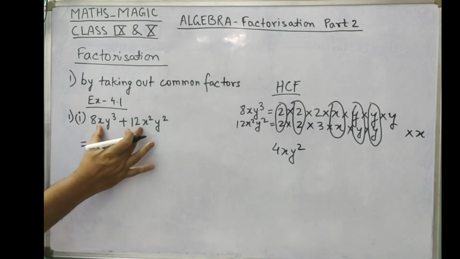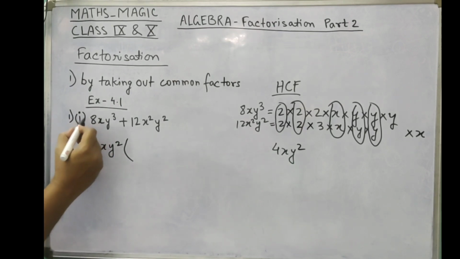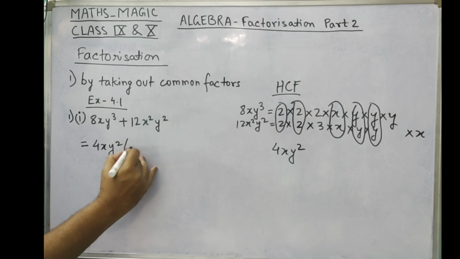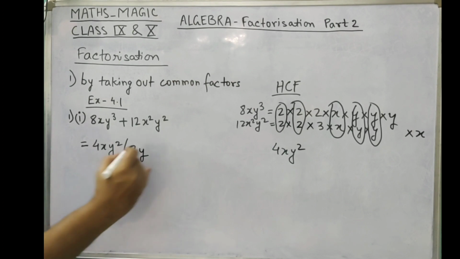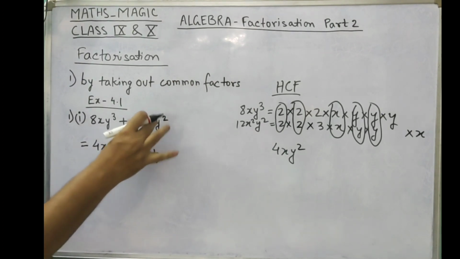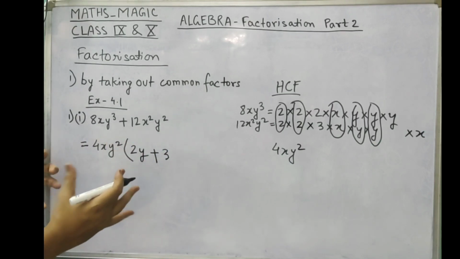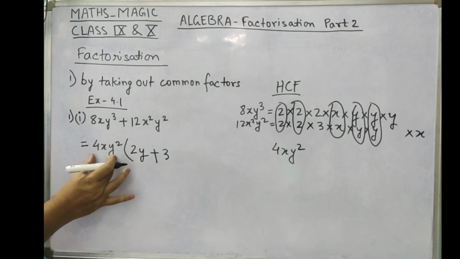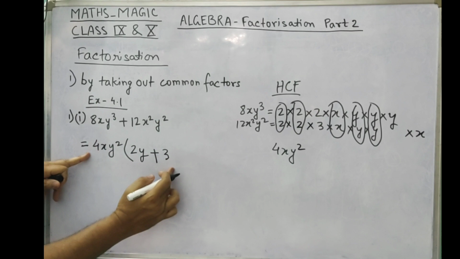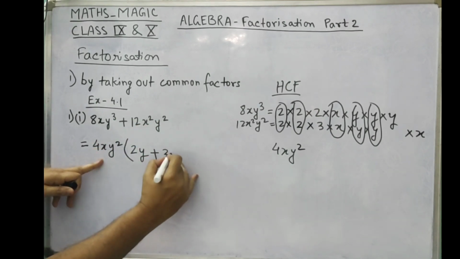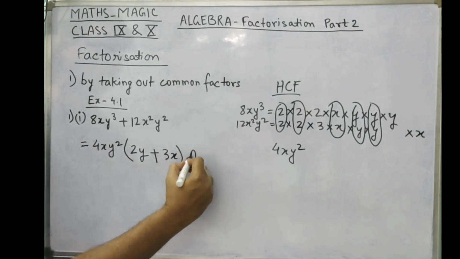So I am taking common from these two. If I take out 4xy square from this, what will it be left with? 2y only. And from here, if I take out 4xy square, it will be 3. How am I doing it? Basically, this is divided by this. So when I divide this by this, I'll be left with 3, so 4 3s are 12. X square by x, I'll be left with x. Y square by y square, nothing will be there. So this will be my answer.